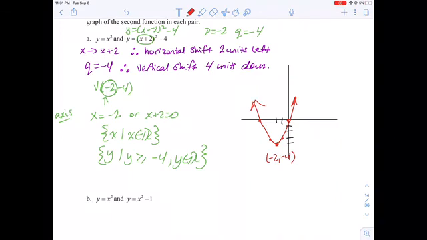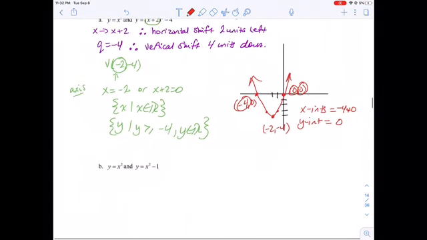Actually, I think we can find the x-intercepts. We move from -2, left 2 and up 4, so that is the point (-4, 0). And this is the point (0, 0). So of course our x-intercepts are -4 and 0, and our y-intercept is equal to 0 right here. We'll omit this one.